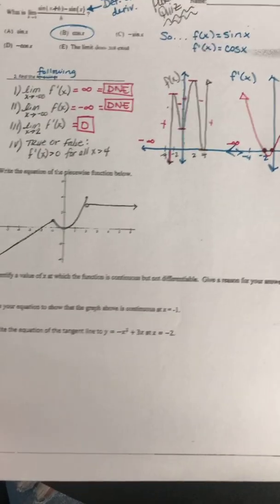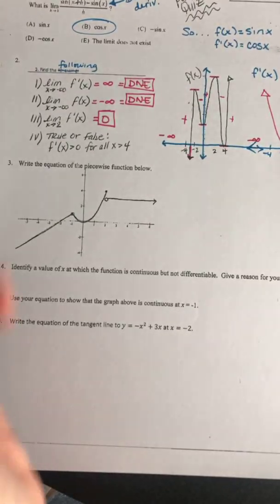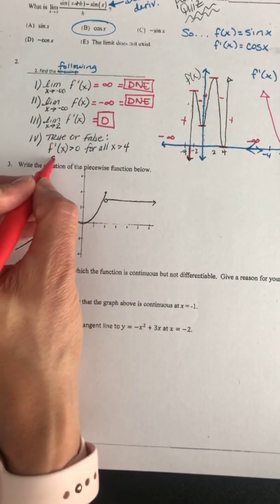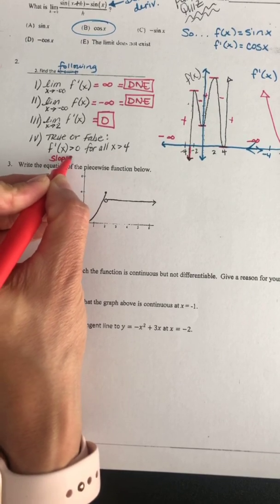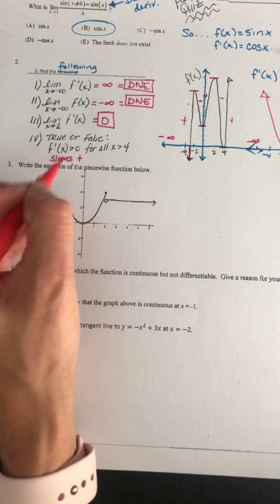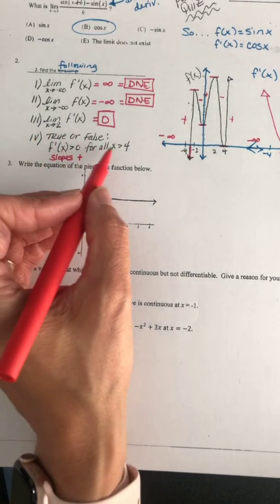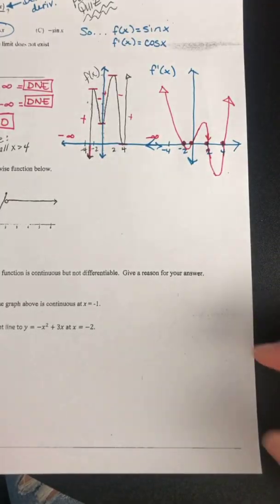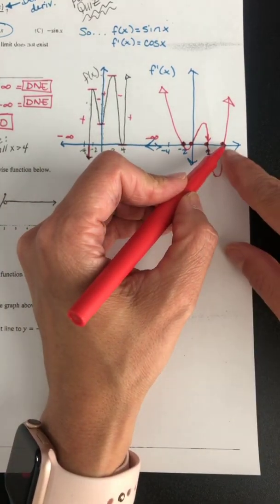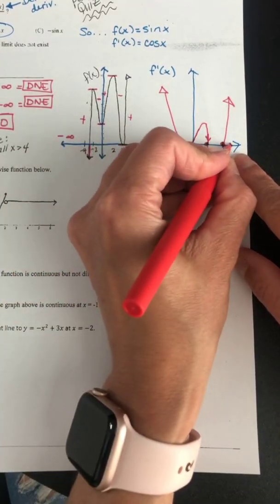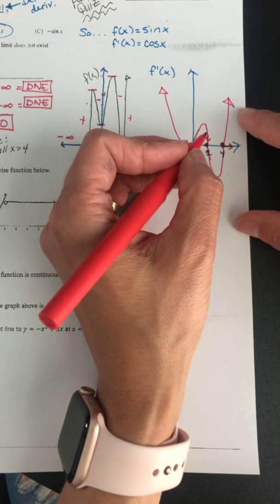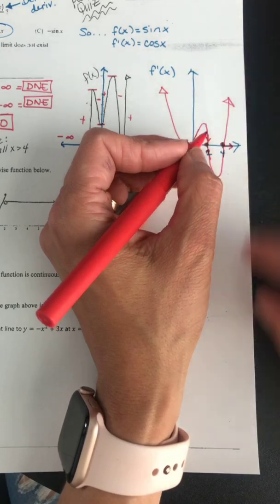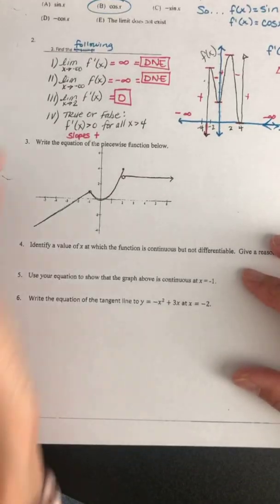And then Roman numeral 4, true or false, f prime of x is greater than 0 for all x greater than 4. F prime, remember, this means the slope. The slope greater than 0 means the slopes are positive for all x values greater than 4. Well, let's look at our derivative graph, and x values greater than 4 would be to the right. The slopes there are going to be positive because they're all going to be above the x-axis going to infinity. So yeah, that's true.